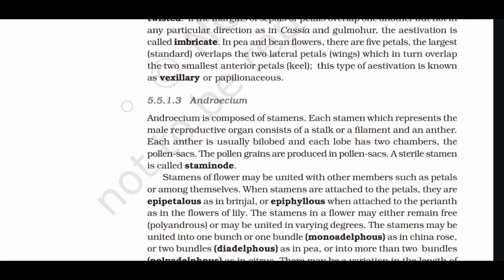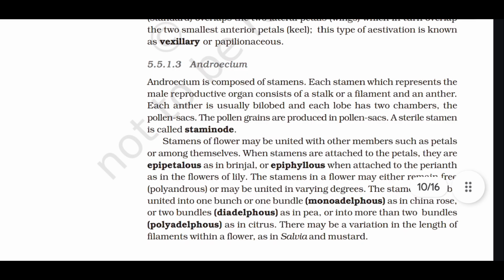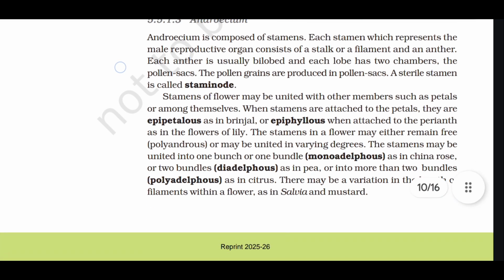5.5.1.3 Androecium. Androecium is composed of stamens. Each stamen, which represents the male reproductive organ, consists of a stalk or a filament and an anther. Each anther is usually bilobed, and each lobe has two chambers, the pollen sacs. The pollen grains are produced in pollen sacs. A sterile stamen is called staminode.